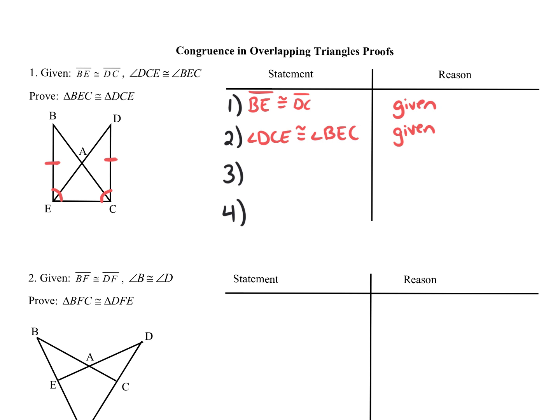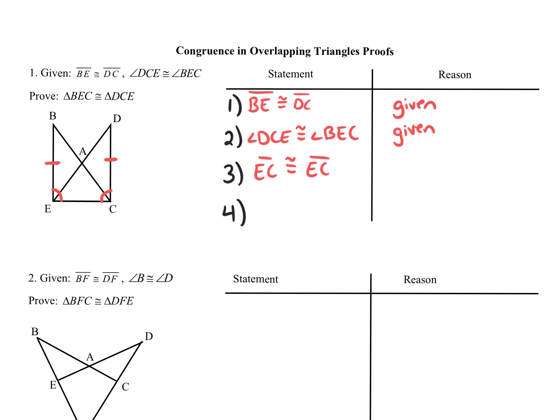What do we look for after given statements? Shared. What's shared between them? Yep. What do the two triangles here share? EC. How should I label that? EC is congruent to EC. Is there another way I could write that? I could do CE is congruent to CE.